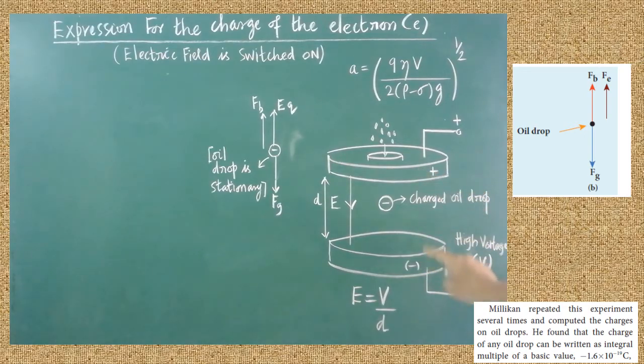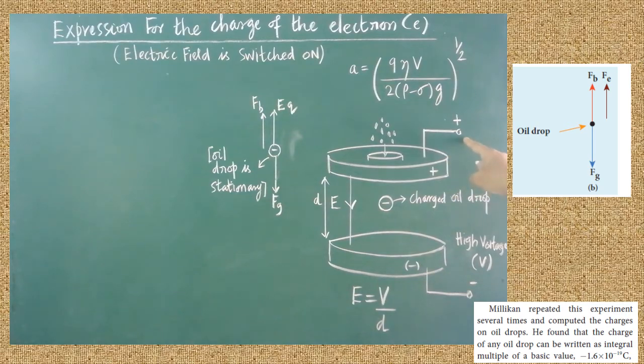Here two circular plates are there, already I have explained. From the atomizer, the oil drops are sprayed, and the oil drops are descending downward. When the oil drops reach the space, we have to focus on any one of the oil drops. Here you have to view any one of the oil drops through the microscope. The movement of the oil drop can be seen with the help of the microscope.